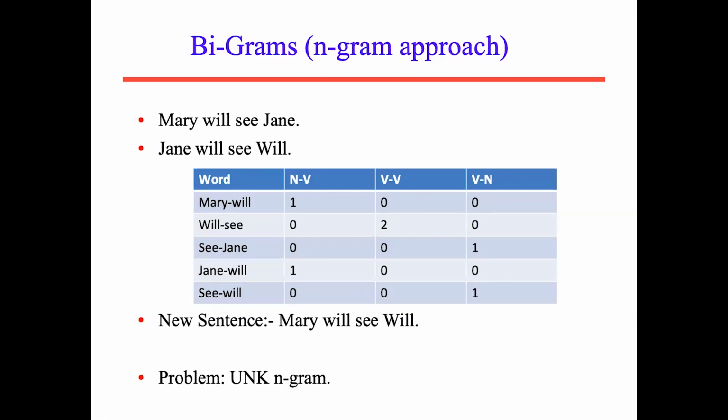The next is Will see, which is a verb verb. So there's already a verb tagged on will, and you write a verb on see as well. And the next bigram is See will, which is a verb noun.